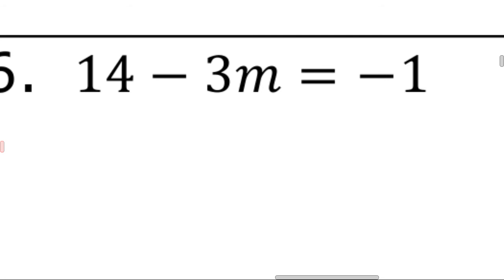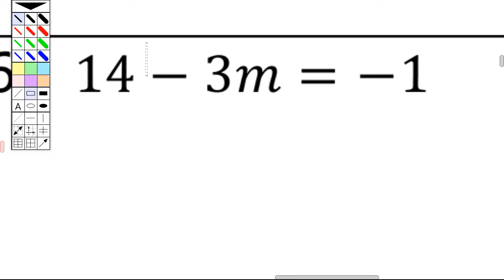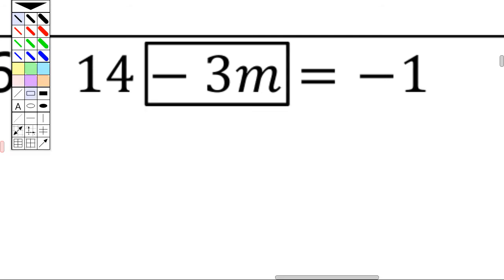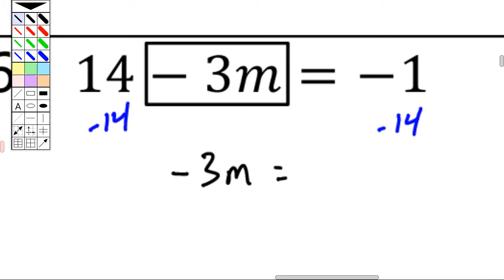Alright, I want to get my variable term all by itself first. So that means that 14 has to go. So let's do that by subtracting 14 from both sides. So I'm getting -3m, don't forget that negative. And -1 minus 14 more, now I'm in the -15.